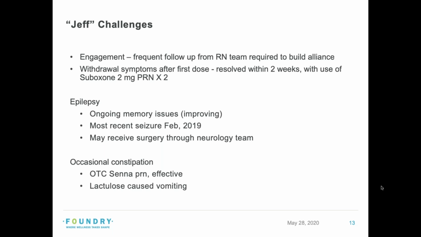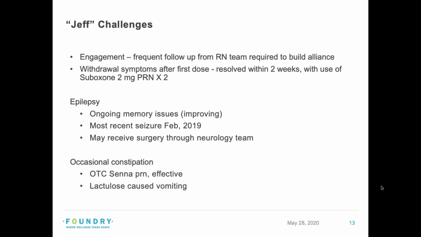And one of the other challenges was the withdrawal symptoms that I just talked about, which resolved after a couple of weeks. The major medical challenge is the ongoing epilepsy. His memory is improving, and he's not having seizures as frequently, but he had a seizure most recently in February. And he right now is looking into surgical possibilities with neurology.